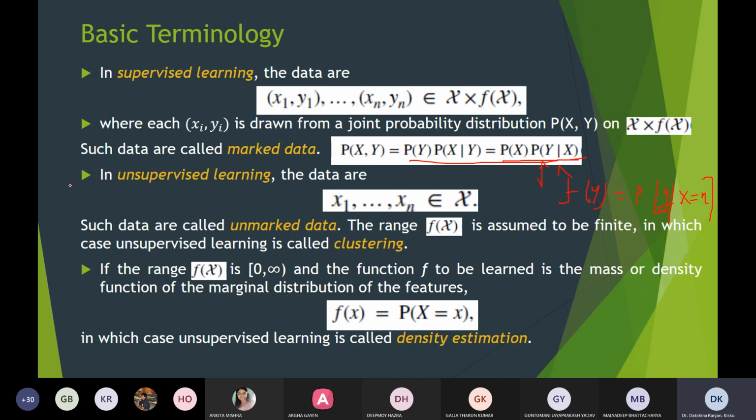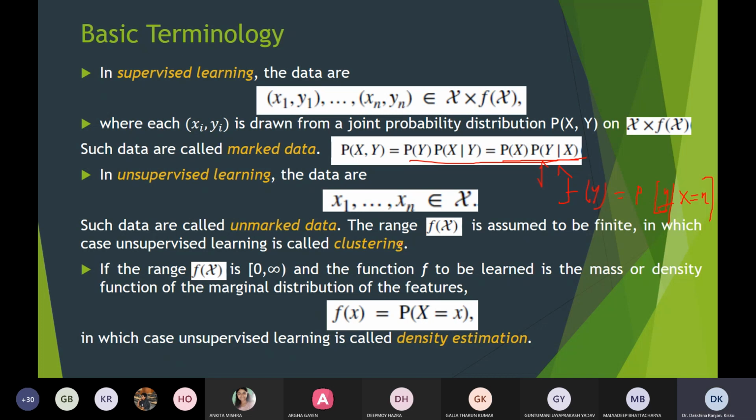Now in the case of unsupervised learning, the data can be arranged as x1 to xn, and that belongs to the feature space X. Such data are called unmarked data. Why is it called unmarked data? Because here the other random variable y is not associated. That is why this data will be called unmarked data.